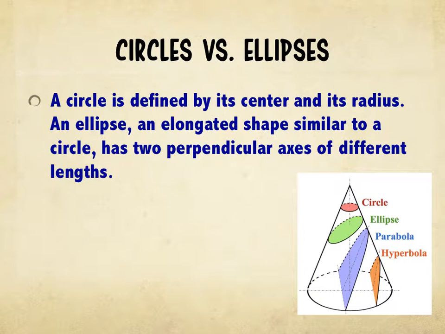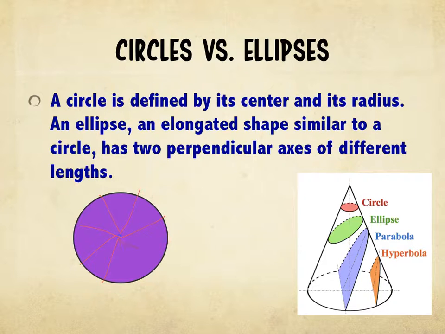So, a circle versus an ellipse. A circle is defined by its center and its radius. An ellipse is an elongated shape similar to a circle, and it has two perpendicular axes of different lengths. Where a circle is obviously the same distance all the way around from your center, I have my point in the middle, this is the center, and all of the lines that go from the center to the edges, or the radius, are all the same length.